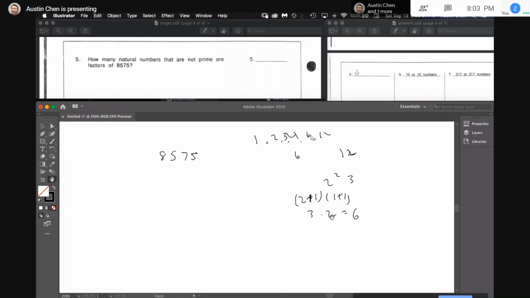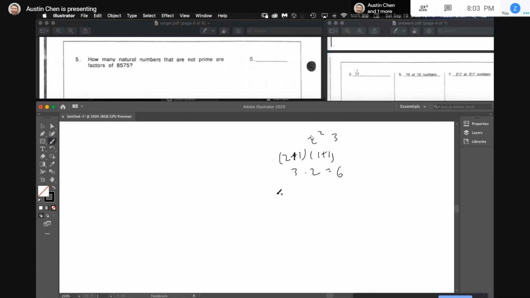So that is the formula for the total number of factors for n. Let me just write it. Right, that's what I was saying. We can use the equation for finding the total factors and then take away the ones that are prime.